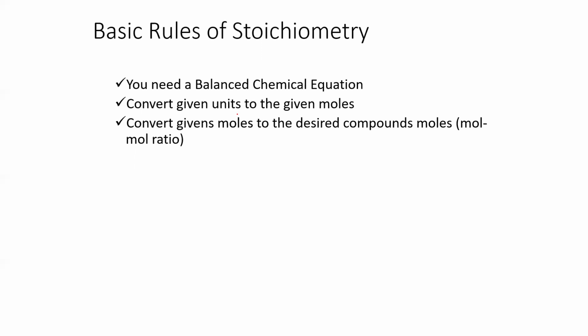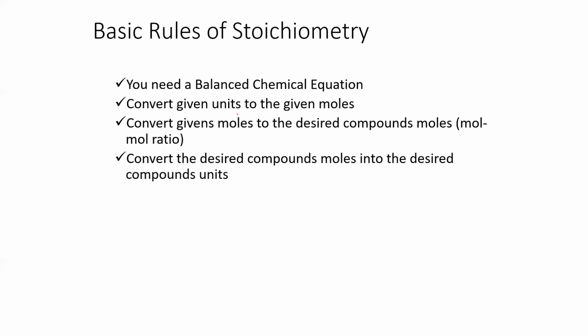Now, if they only want to know moles of product, you'd be done. But a lot of times they ask for something else, like grams. Well, if you have the desired moles of the product, convert it to the grams they're asking for by using molar mass. So these are your basic rules. Balanced equation, convert the given units to moles, use your mole to mole ratio to get the moles of what you want, and then convert the moles of what you want to the units you want. And it follows this pattern: grams of A to moles of A to moles of B to grams of B.